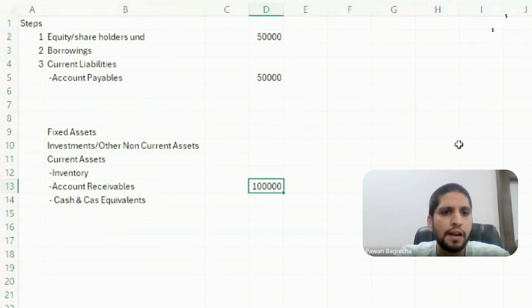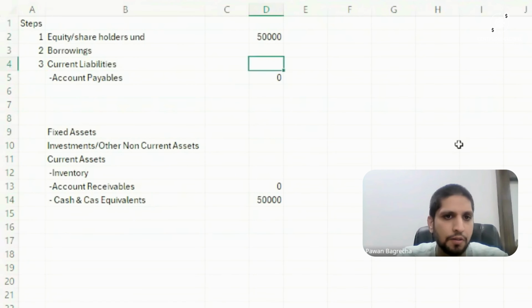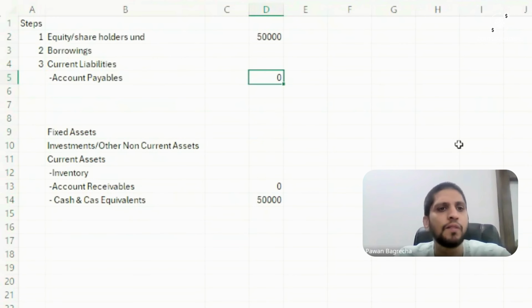Now if the accounts receivable pays us back 1 lakh rupees, then it is minus 1 lakh, and the same will be included in our cash and cash equivalents. And if we pay our accounts payables back, then this becomes 50,000 and this becomes 50,000. So here is how the accounts payable goes.